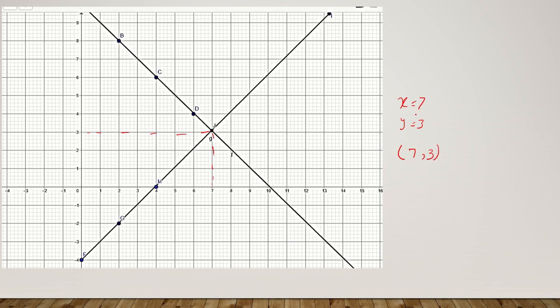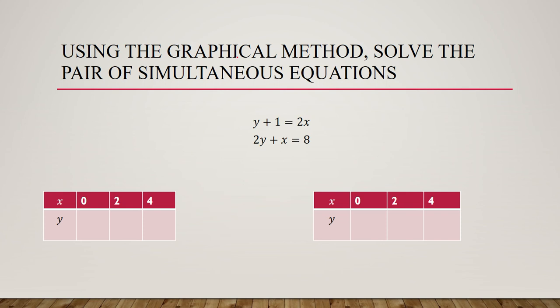Let's do the second question. Using the graphical method, solve the pair of simultaneous equations. Now again, the standard form is y is equal to mx plus c. It is not according to standard form, so we have to move this plus 1. So it will become y is equal to 2x minus 1.